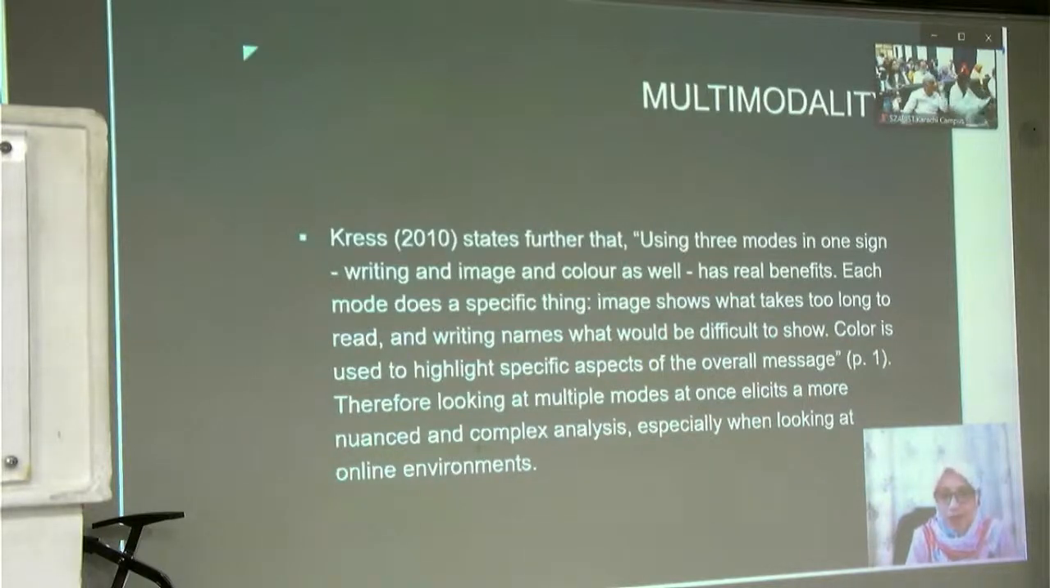Each mode does a specific thing. Image shows what takes too long to read, and writing names what would be difficult to show. Color is used to highlight specific aspects of the overall message. Therefore, looking at multiple modes at once elicits a more nuanced and complex analysis, especially when looking at online environments. This is very important.